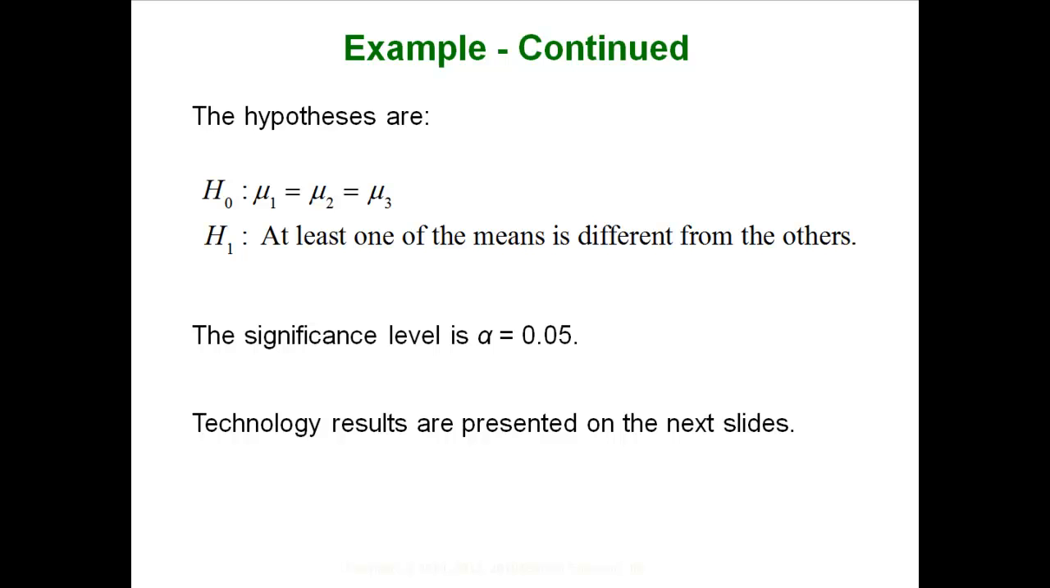Our hypotheses: our null is that the means are all the same. The alternative is that at least one of them is different. We're going to let alpha be 0.05. And of course we're doing an F distribution, so our test statistic is going to be an F.